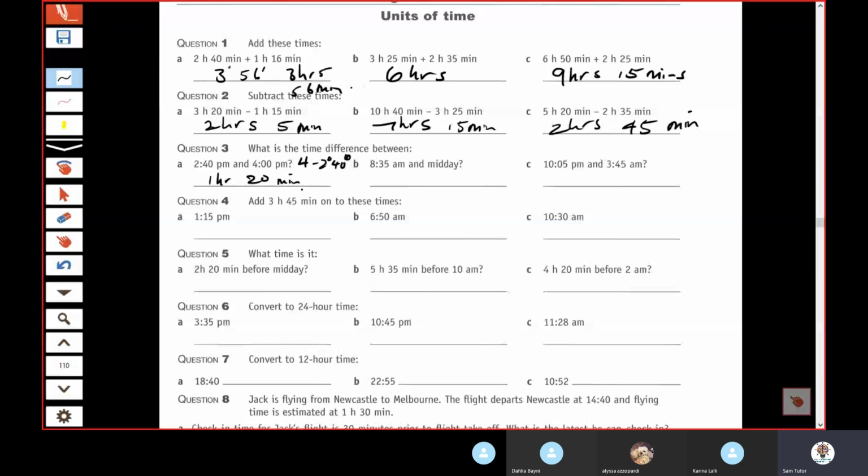All good. Okay. B, 8:35 a.m. to midday. For that one, you should still be able to do 12 take away 8:35. So 8 degrees, 35 minutes. Try that, and again, confirm you're able to get 3 hours and 25 minutes. Let me know so I can move on once you guys have done that.